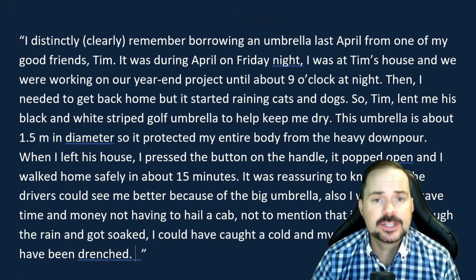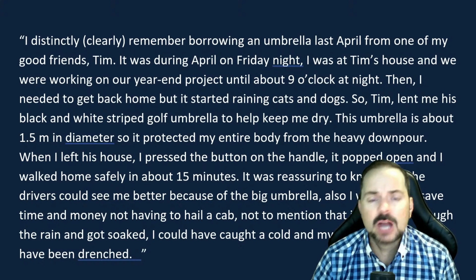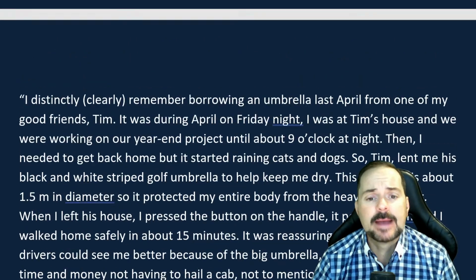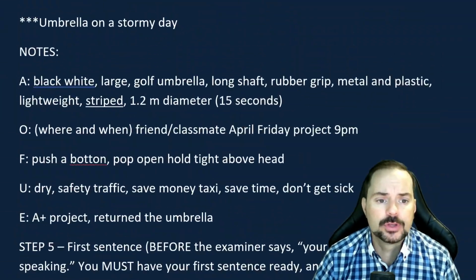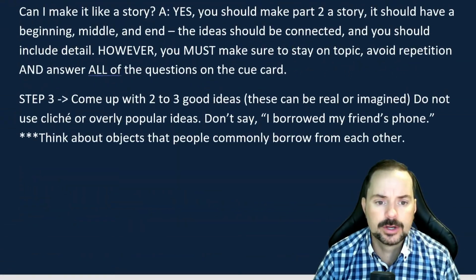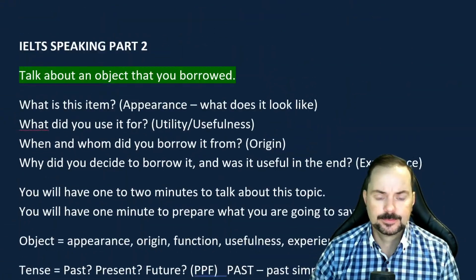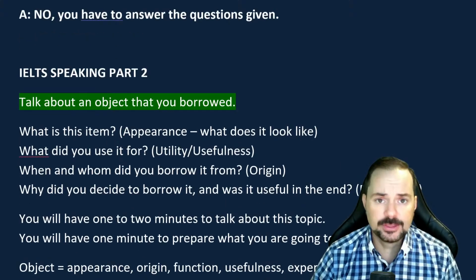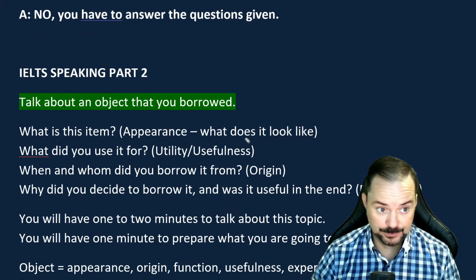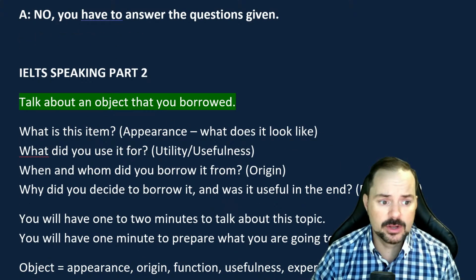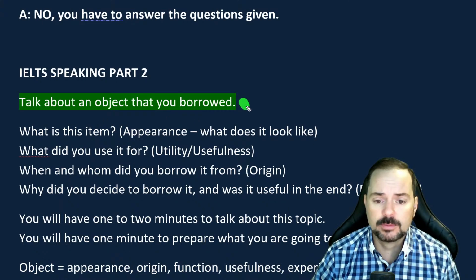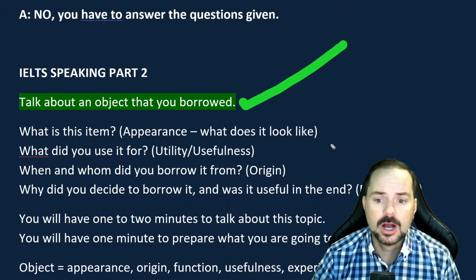So at this point, I want to make sure that I'm answering all of the questions on the cue card. So I look at the cue card and I kind of check them off. Okay, so here I'm like, okay, talk about an object that you borrowed. Umbrella, check. What is this item? It's a large golf umbrella.